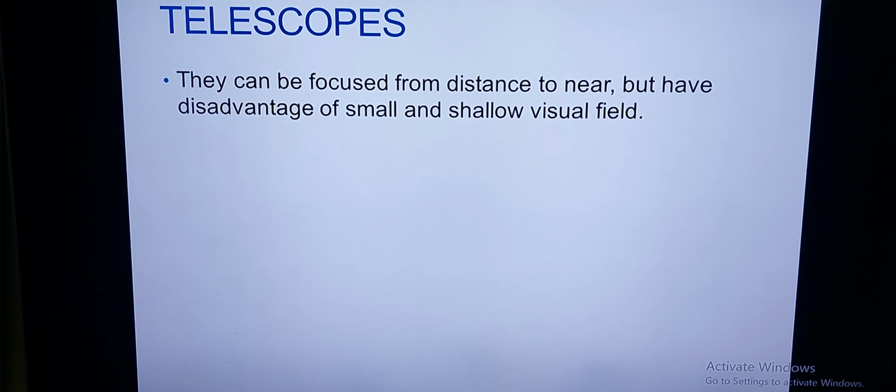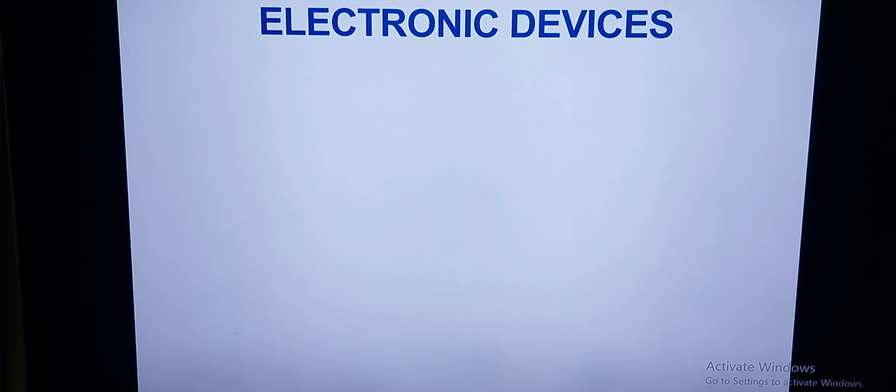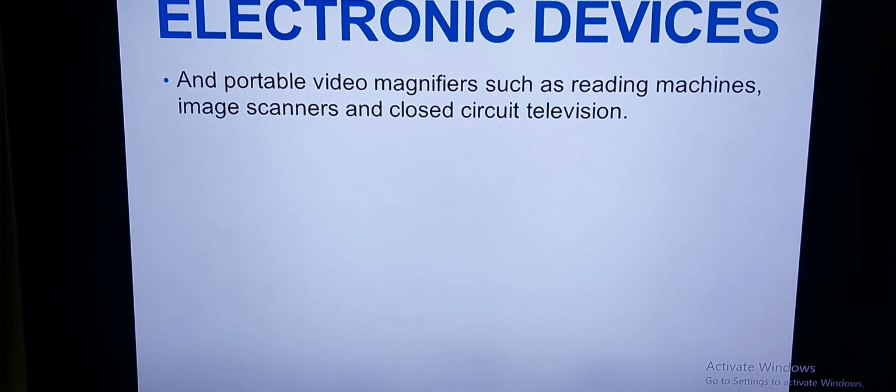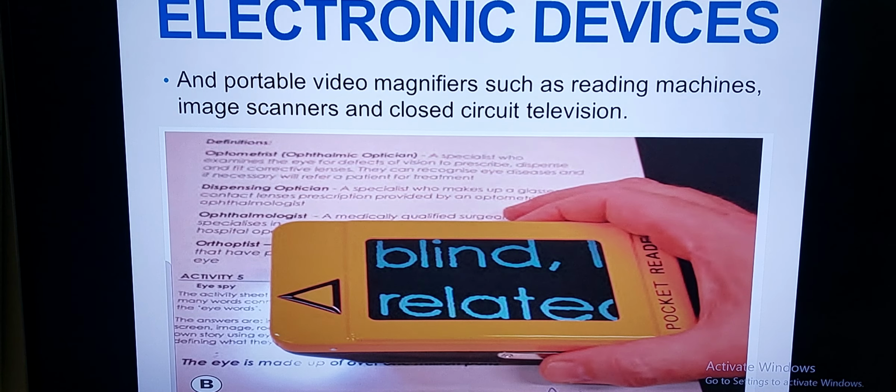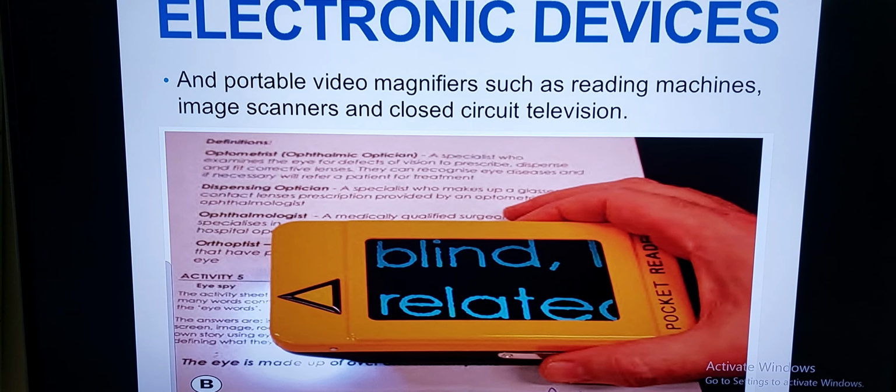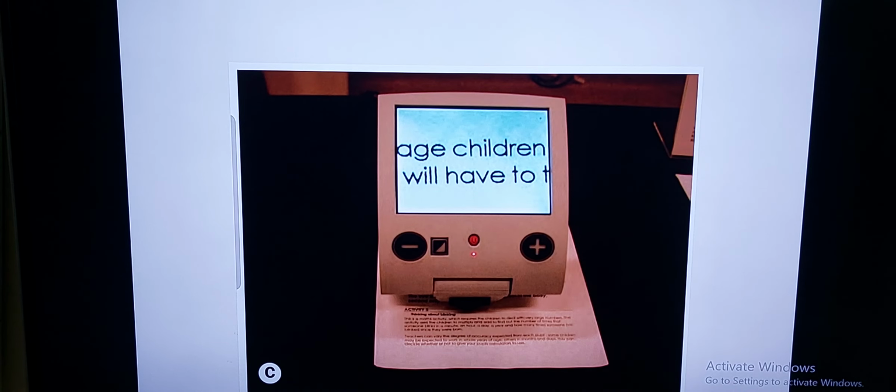Telescopes. There is an important concept about telescopes, and normally we have encountered them to see objects such as the moon, very far objects, but they are also encountered commonly for seeing things closely. They can be focused from distance to near, but have the disadvantage of a small and shallow visual field. I'll discuss later the concept of the Galilean telescope. Now the electronic devices: portable video magnifiers such as reading machines, image scanners, and closed circuit television. This is another picture of how electronic devices are used. This is another example of electronic devices enabling the patient to see very clearly.